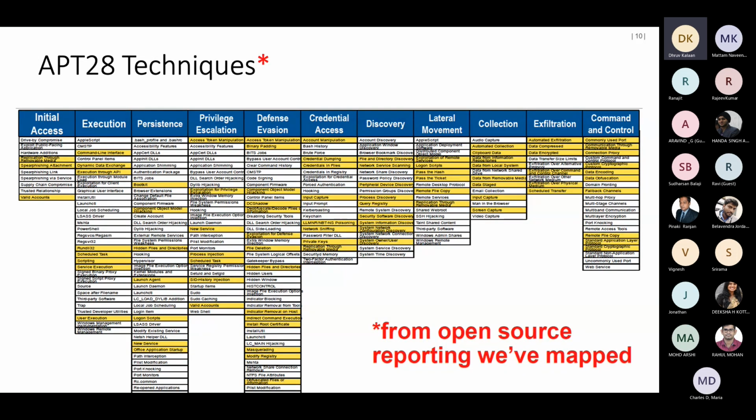Let's, for simplicity's sake, take that there was a report on APT 28 which came up. From that, we scanned the entire report and we mapped out what that report is actually talking about. So how did it get initial access? How did it get execution? How did it get persistence and all of that, right?